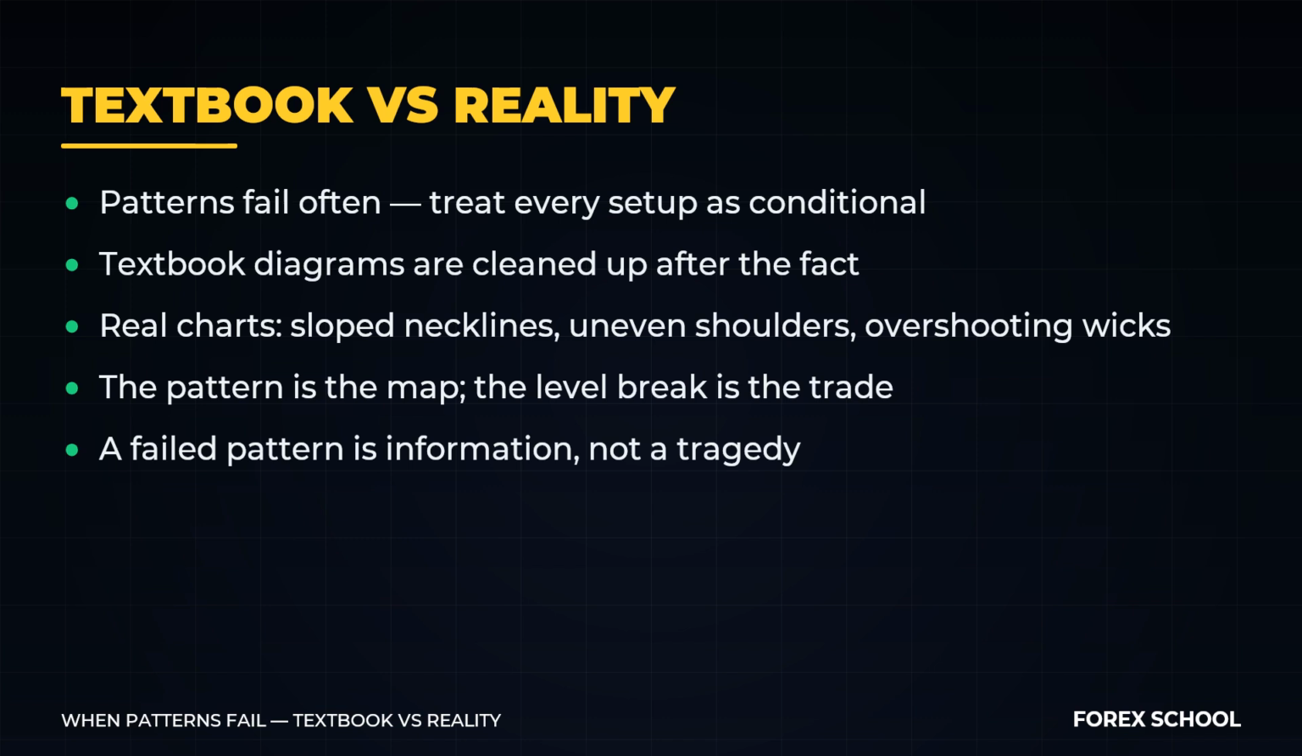First, the textbook lies by omission. Its diagrams are drawn after the fact, cherry-picked and cleaned. Real charts serve up sloping necklines, uneven shoulders, wicks that overshoot, and double tops that sit 3 pips apart instead of identical. Second, obvious patterns attract obvious behavior, and obvious behavior gets punished. When everyone sells a second top early, their stops become fuel above the highs. So hold on to this principle: the pattern is the map, the level break is the trade. And a failed pattern isn't a tragedy, it's information, and the trap it springs often powers a fine move the other way.